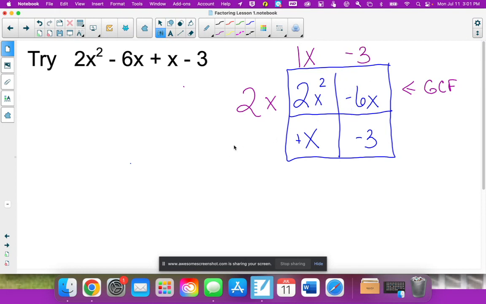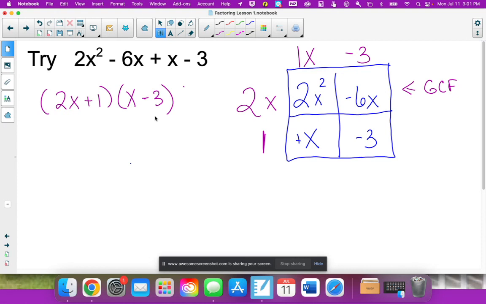Okay, so then go back and fill in. What do I have to multiply by down here for my width to get this for my area? So 1x times what is going to give me x? Should just be a 1. And 1 times negative 3 is going to give me negative 3. So you can go back and multiply to make sure it works. So again, width and length, x minus 3.